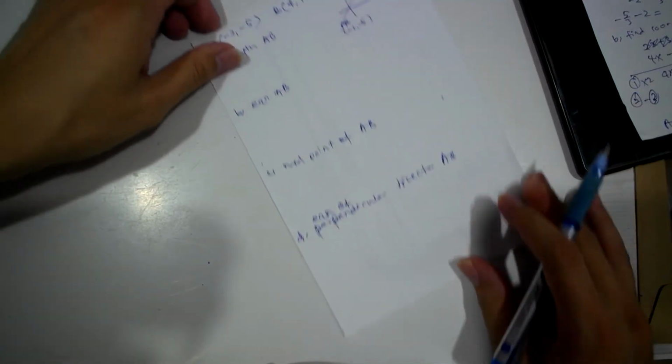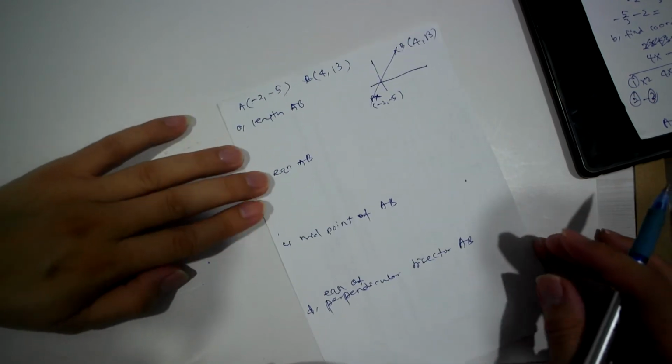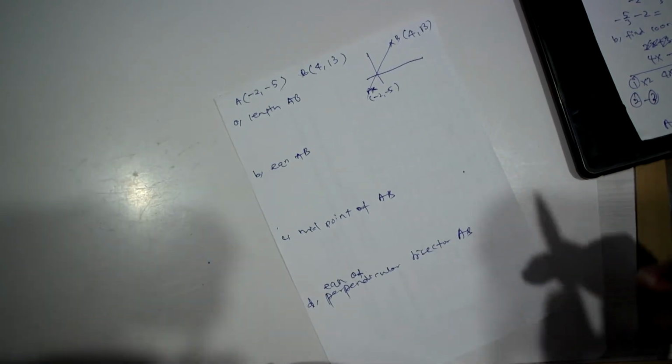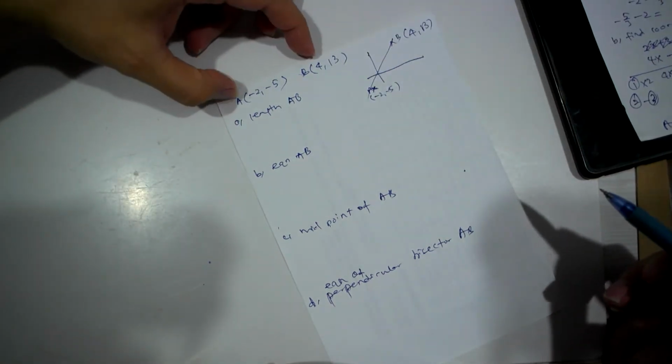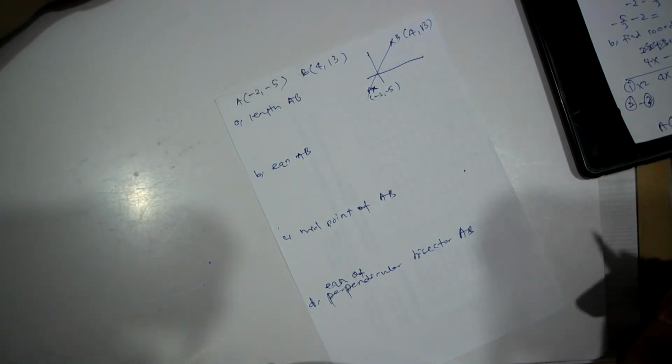Next one. This question. All right? Given that A is this one, B is this one, the question asks you to find the length of AB, right?